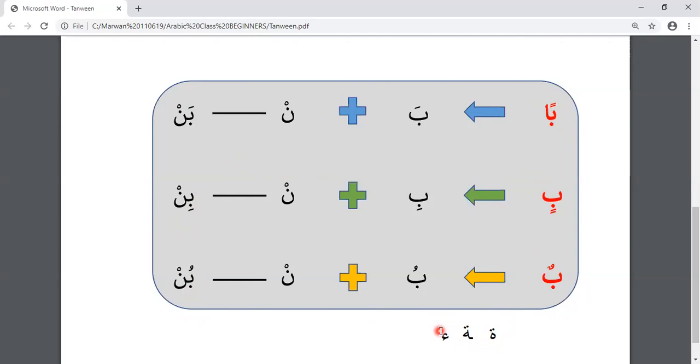Okay. One more thing, the tanween only takes place at the end of the word. You will never see these accents in the middle of the word or the beginning of the word. It's only at the end of the word that you're gonna see something like that. So let me demonstrate the importance of that.